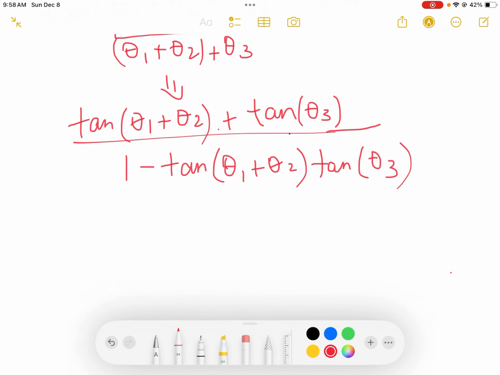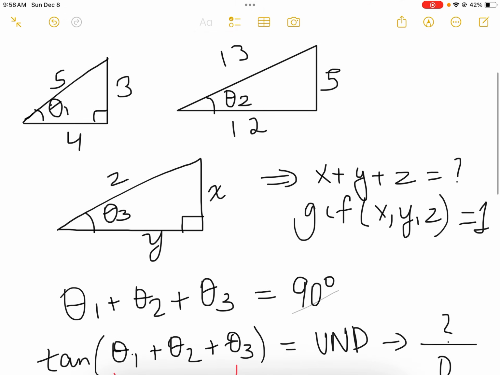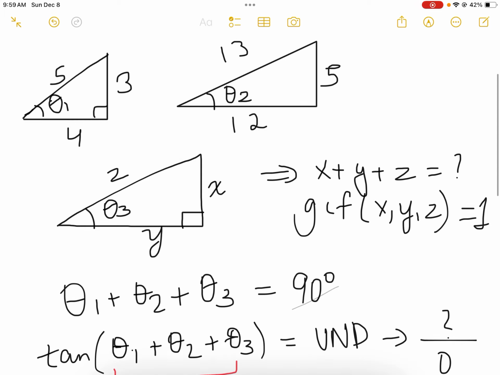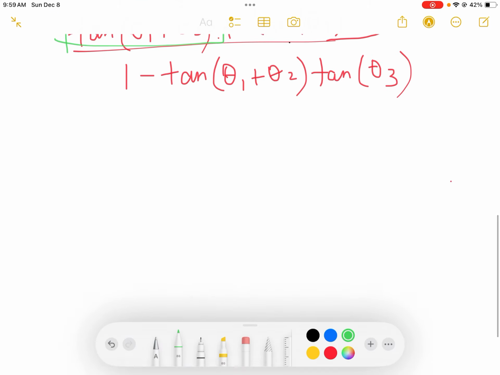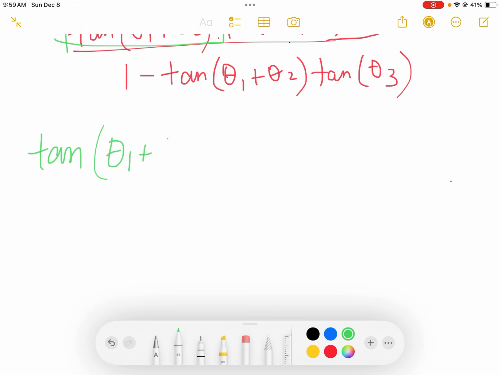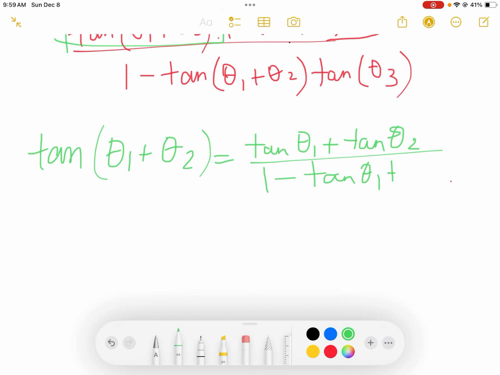Now our main objective is to simplify this. We need to find a value for this because, frankly, we know what tangent of theta 1 and tangent of theta 2 are. So we're going to find that value right now. So we know tangent of theta 1 plus theta 2 is equal to tangent theta 1 plus tangent theta 2 all over 1 minus tangent theta 1 tangent theta 2.